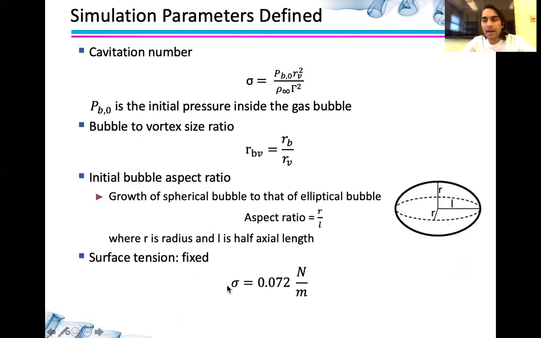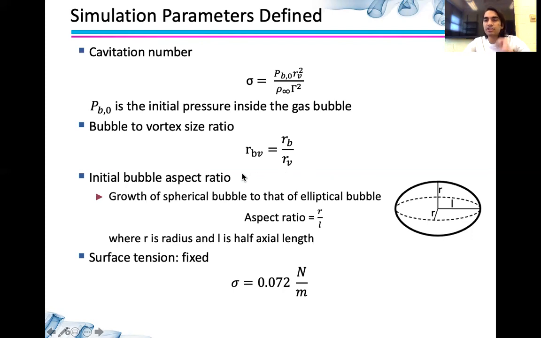So the simulation parameters that are necessary to model the problem are the cavitation number, which is given by the pressure of the bubble, the vortex radius, the far field density, which is the density of the water or any other fluid that we might use, and circulation velocity squared. We also have the bubble to vortex size ratio, which is given by the radius of the bubble over the radius of the vortex. We have the aspect ratio.